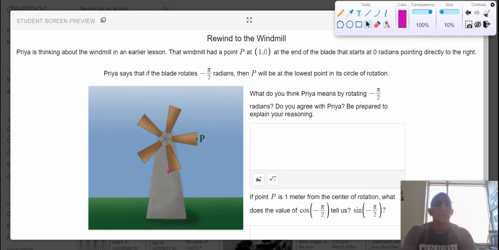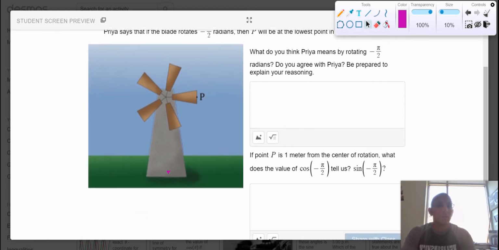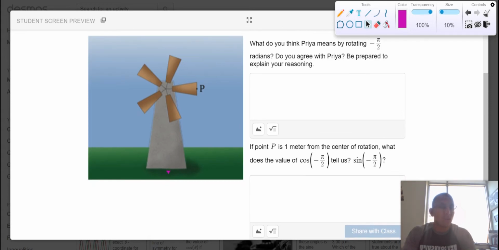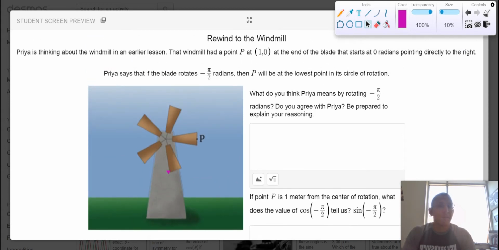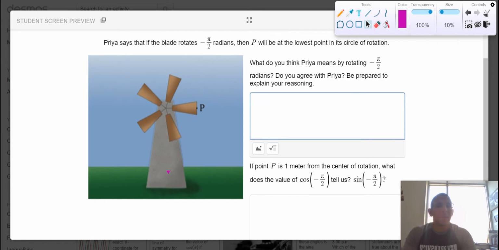In your own words, what do you think Priya means by rotating negative pi over 2 radians? Do you agree with Priya? Be prepared to explain your reasoning. I will know whether or not you watched this video based on your response here. If point P is 1 meter from the center of rotation, what does the value of cosine of negative pi over 2 tell us? What about sine of negative pi over 2?